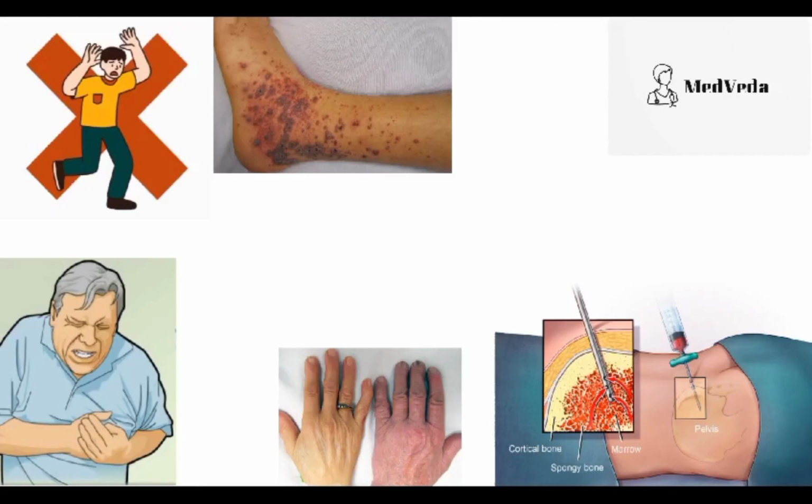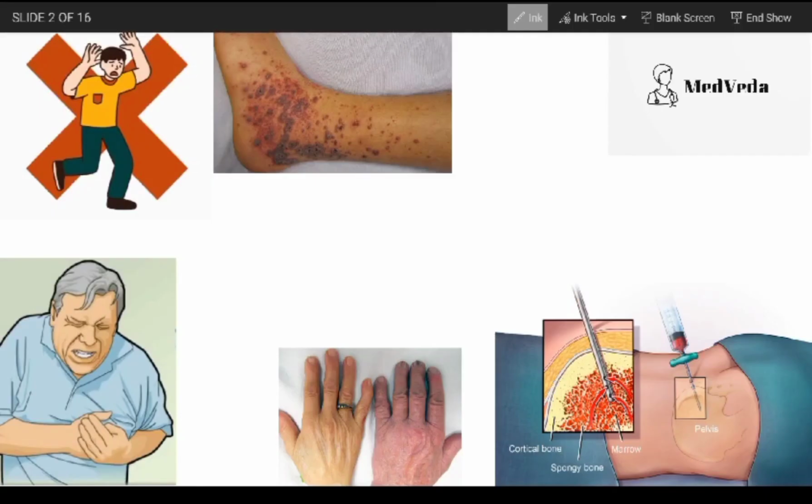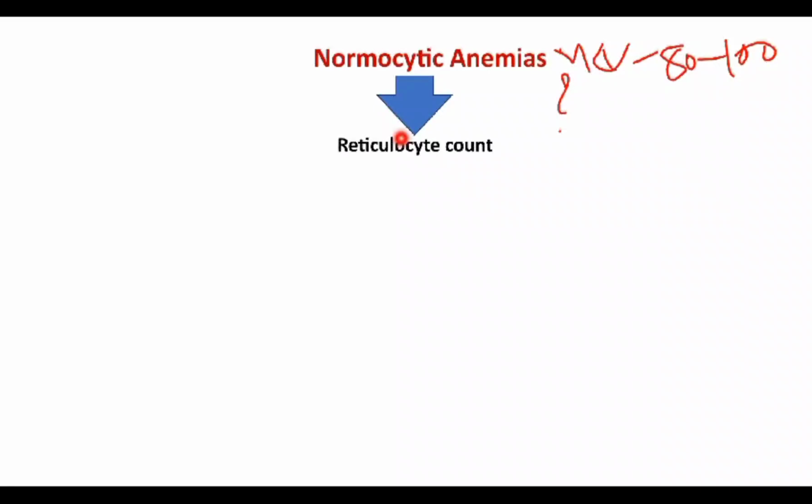Here we observe the kind of rashes, angina, pale skin, and mainly the bone marrow biopsy. Differentiate the diagnosis made as aplastic anemia. Before that, remember the normocytic anemia, with an MCV, mean corpuscular volume, of 80 to 100. Then how does the anemia occur? Based on reticulocyte count, if it is low, less than 2.5, that means low RBC formation. Then aplastic anemia is included.